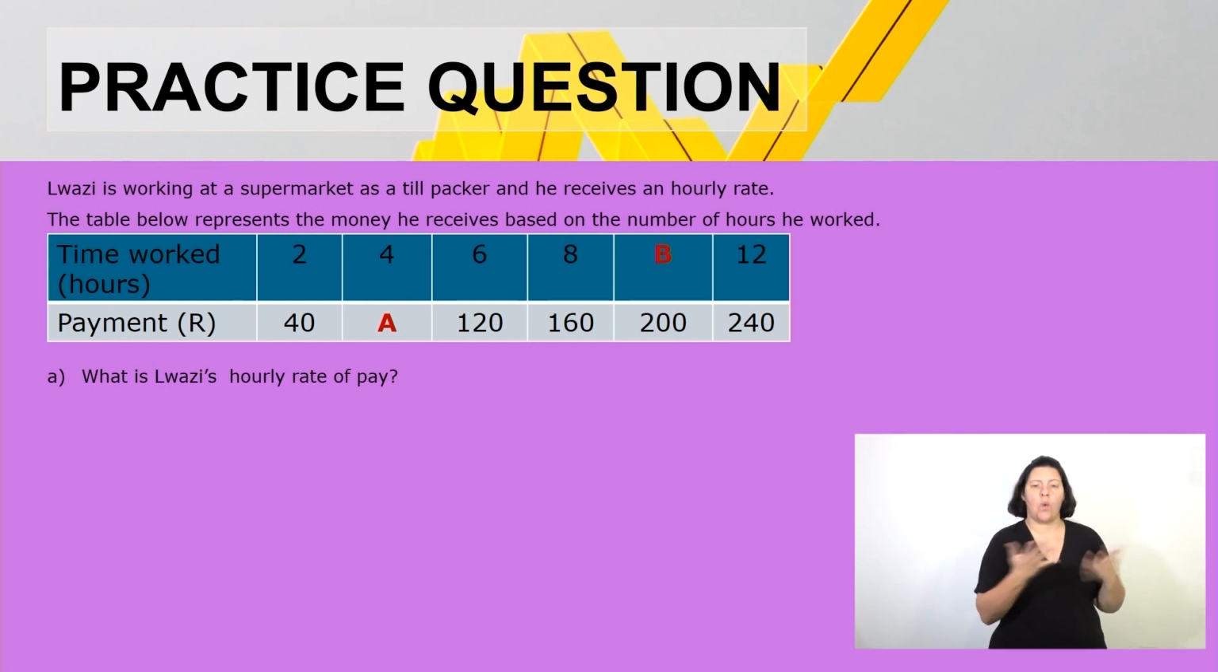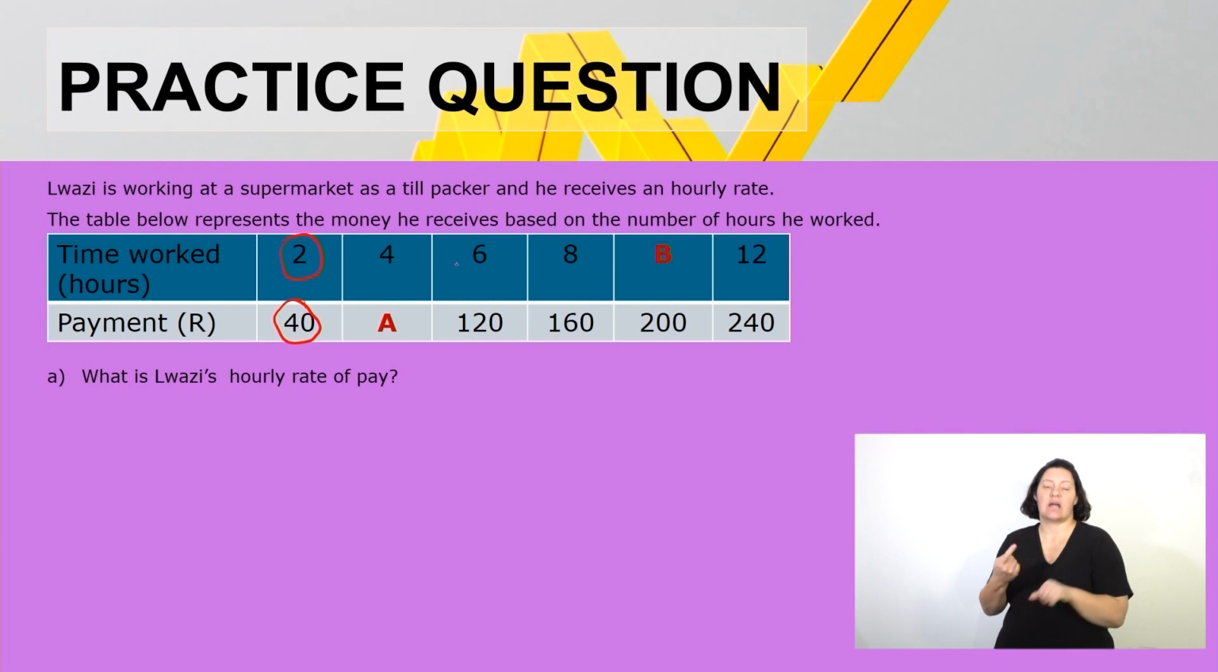Lwazi is working at a supermarket as a till packer and he receives an hourly rate. The table below represents the money he receives based on the number of hours he worked. There is our table. If he worked 2 hours, he will be paid 40 rands. I'm sure it is already making some sense to you.